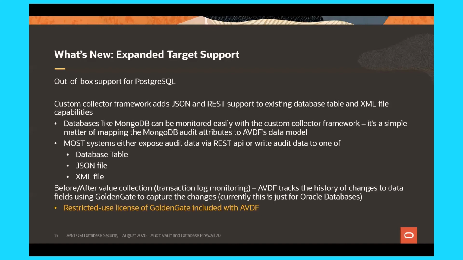Don't worry, this isn't a trick to try and get you to go out and buy Golden Gate. We not only switched our before and after value collection to Golden Gate, we also worked with the Golden Gate team, and we include Golden Gate restricted use license with your Audit Vault and Database Firewall. So that means that for those of you that are running Audit Vault and Database Firewall 12, when you upgrade to Audit Vault and Database Firewall 20, if you want to take advantage of this new capability, you don't have to go out and buy a separate license of Golden Gate. It's included, even though you're just upgrading to Audit Vault and Database Firewall 20.